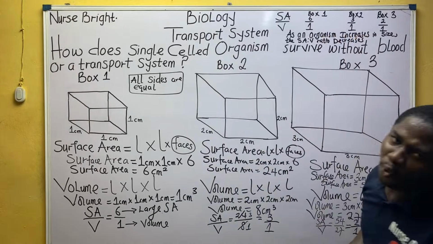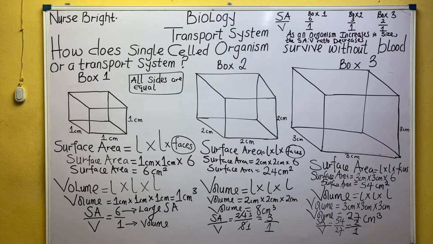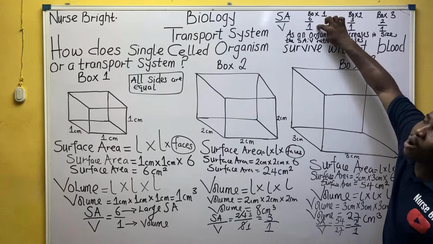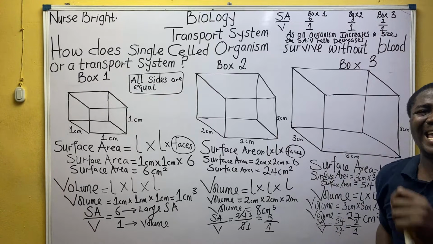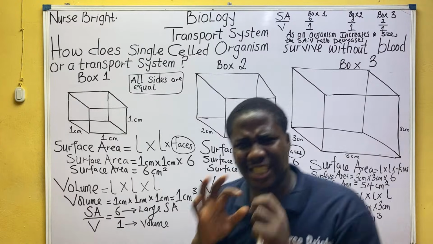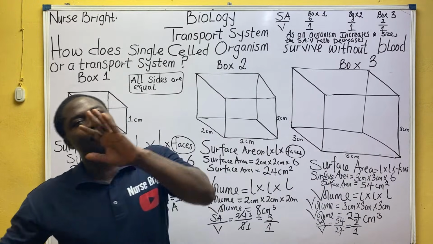Class, is that true? Look at now. Are you not seeing the surface areas? From 6/1 to 3/1 to 2/1, they decrease. As the box increases in size, the surface area to volume ratio decreases.